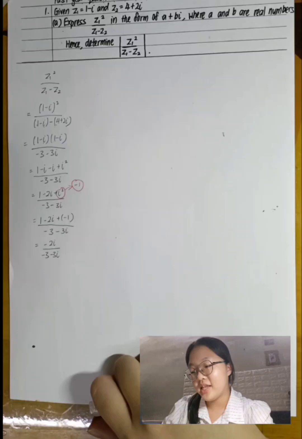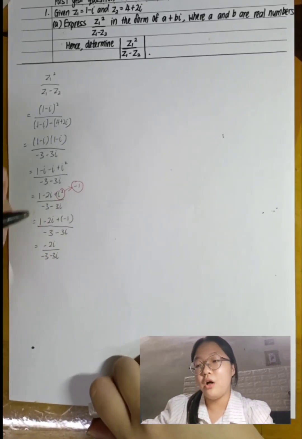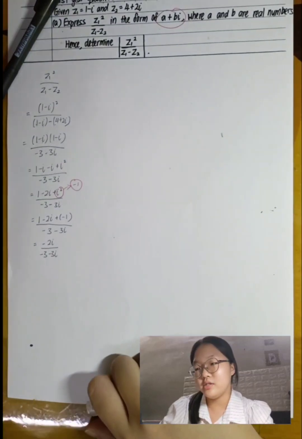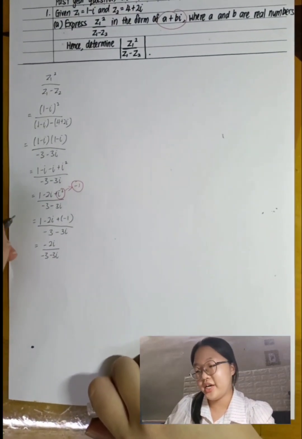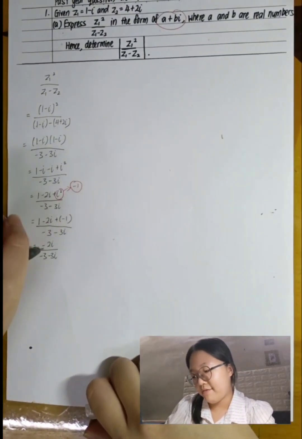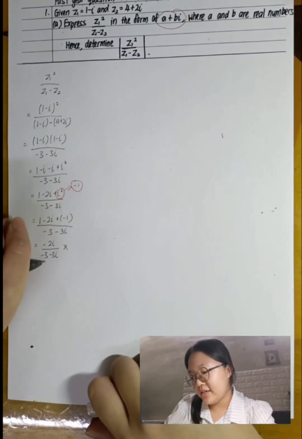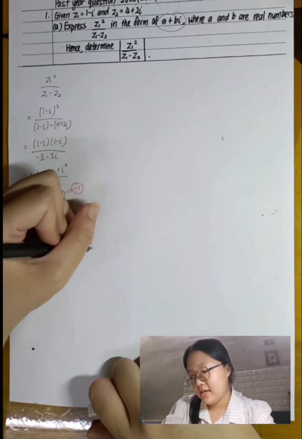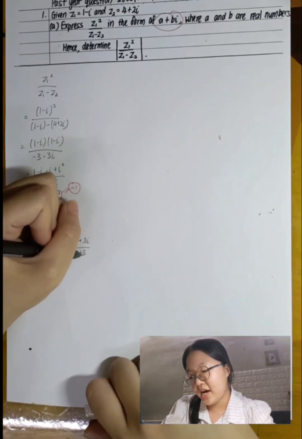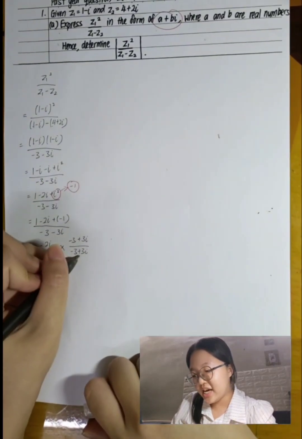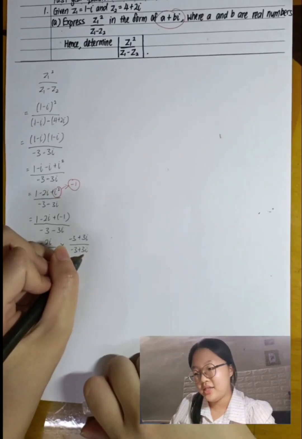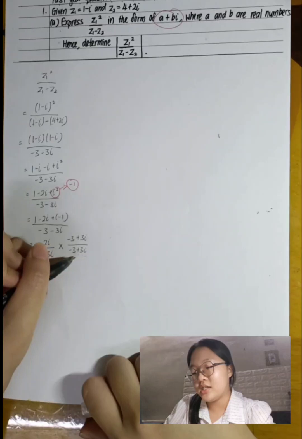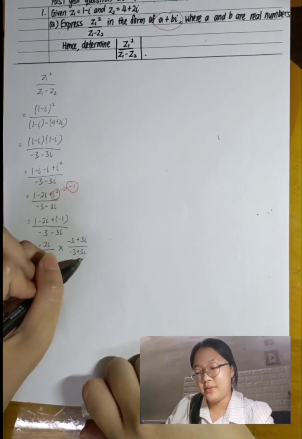We have to write this equation in the form of a plus bi. So how to solve it? We have to use the conjugate. What is conjugate? We have to multiply by negative 3 plus 3i. We have to change the sign of the imaginary part. This is the real part and this is the imaginary part. So we just change the sign of the imaginary part.